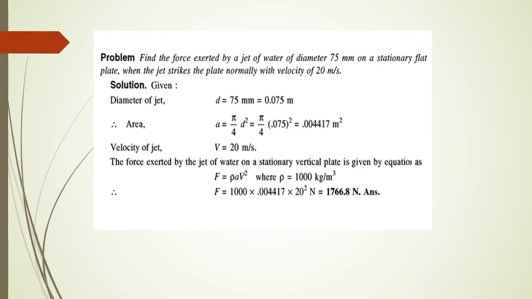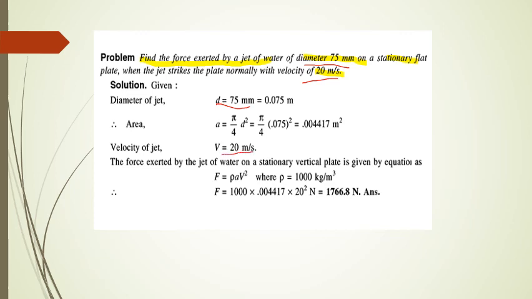Now let us solve the problem. Find the force exerted by a jet of water of diameter 75 mm on a stationary flat plate when the jet strikes the plate normally with a velocity of 20 meters per second. We have to write the given data. What is the given data here? Diameter of the jet is 75 mm, D equals 75 mm, and velocity is 20 meters per second, V equals 20 meters per second.